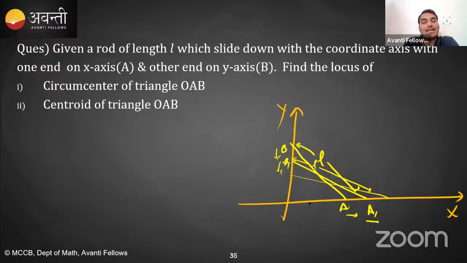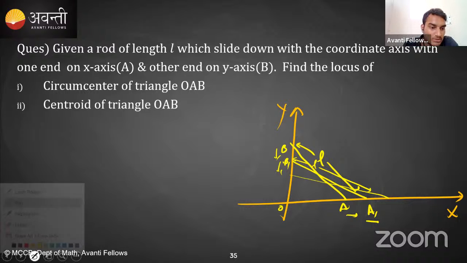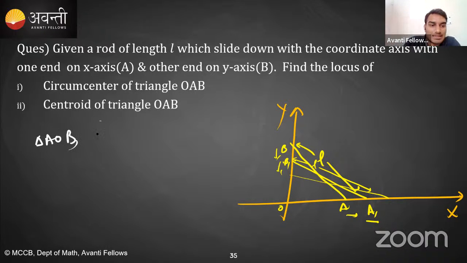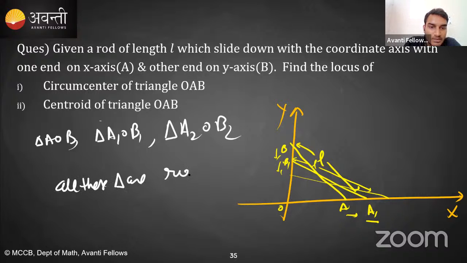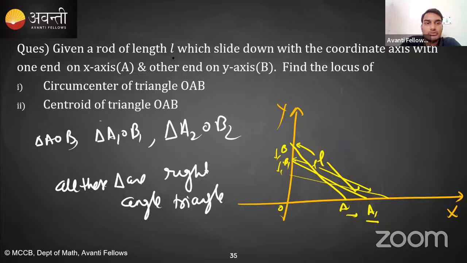Yes or no? One thing that you notice here, students, is that in all this situation, triangle AOB becomes, after some time while sliding, triangle A1OB1, and after some time triangle A2OB2. These all triangles are right angle triangles. Yes or no? There should be no doubt that all of the triangles are right angle triangles.